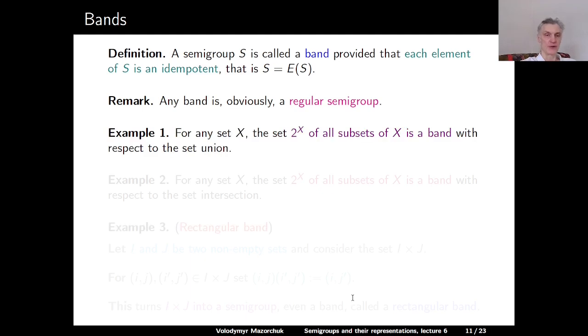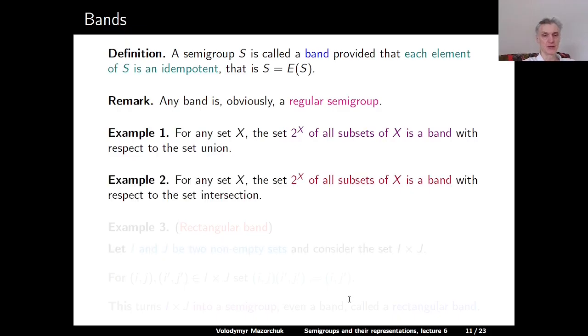For example, for any set X, the set of all subsets of X with respect to the set union is a semigroup and is a band, because any set is an idempotent with respect to this operation. Example 2, if we take any set X, and then the set of all subsets of X, and as the operation the set intersection, we again get a band.